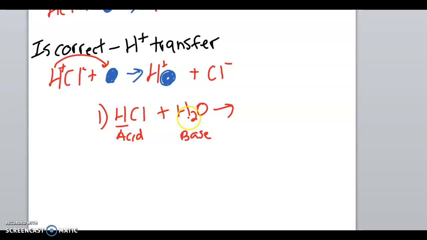So yeah, let's just predict what the products are. So we know that the acid is going to transfer H+.